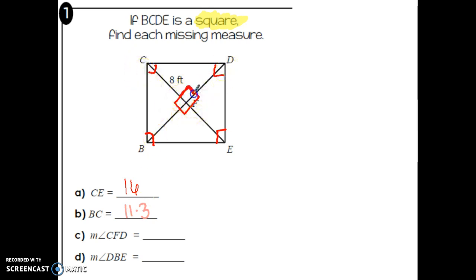CFD, we've already drawn that in. That's this angle right here, and we know that it's 90 degrees. And then we have DBE. DBE, usually on these, we don't know exactly how they're split, but because these are split in half and they're equal to 90 degrees, then these halves are always going to be 45 degrees. So there you have it.